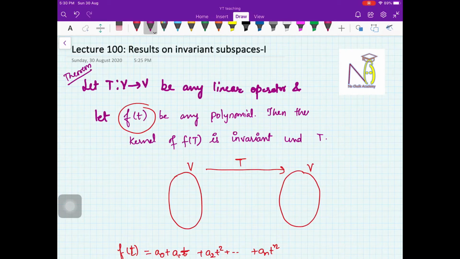In the last few videos we have been talking about invariant subspaces, and in this video we are going to discuss an important result on invariant subspaces. The result is in the form of a theorem. Let me tell you the statement of the theorem.